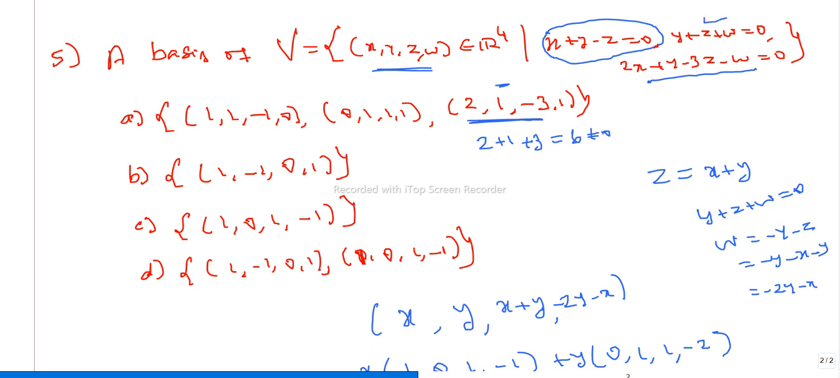Or look at the second equation: the sum of the last 3 should be 0. What is the sum of these last 3? It is non-zero. Therefore, since this vector does not satisfy the property, it is definitely not a subset of V, therefore it cannot be a basis. Okay, that is the first thing you have to observe.